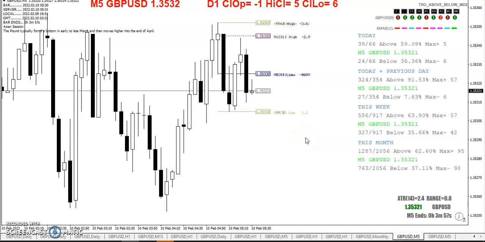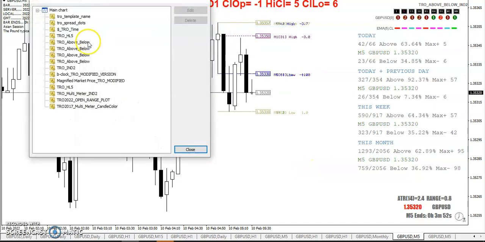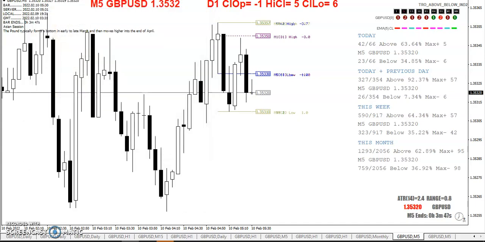And the other thing about that is, using the above below indicator, TRO above below, you can set it up for today. And that's the one I look at. And sometimes I look at the previous day, but you really want to look at the current day if you are a day trader or scalper, you're going to be in and out. You don't want to hold positions overnight. But it kind of gives you a clue what price is doing. Is it closing above or below the current price? And that can make a big difference.